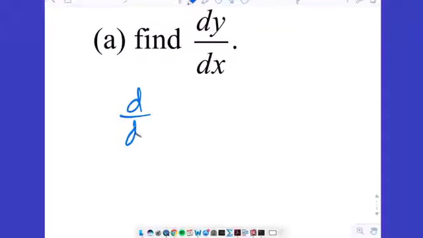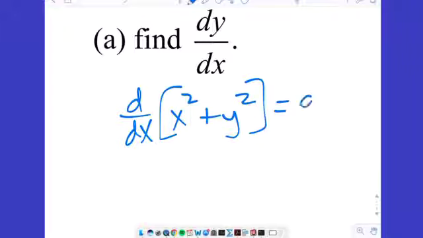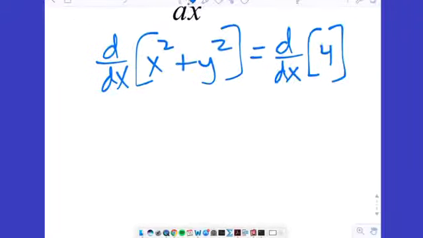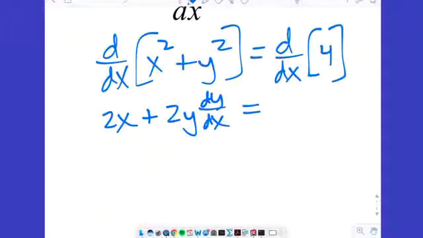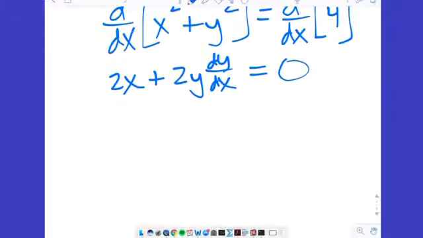So here we go. d dx of the left side, x squared plus y squared, equals the derivative with respect to x of the right side, which is 4. All right, so here we go. On the left, we get 2x dx dx, which is 1. We don't write it, plus 2y dy dx, which we do write. And the derivative of any constant with respect to any variable is 0. Constants don't change, no matter who's asking them.